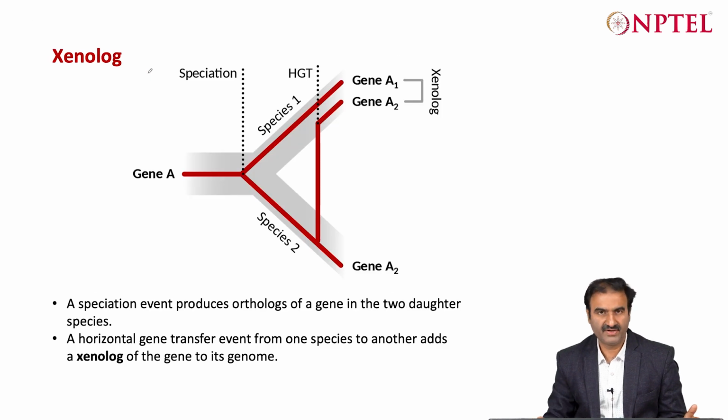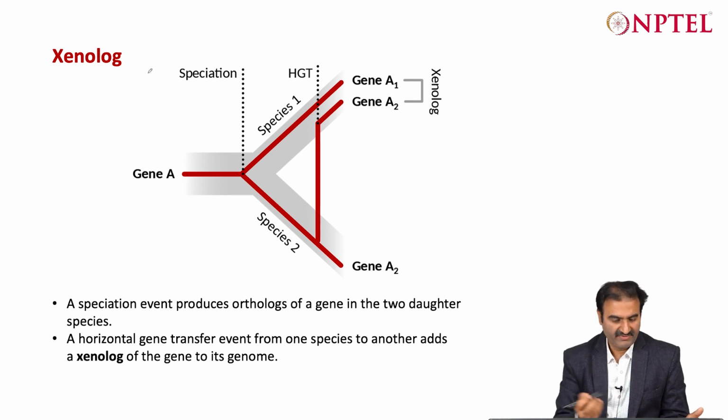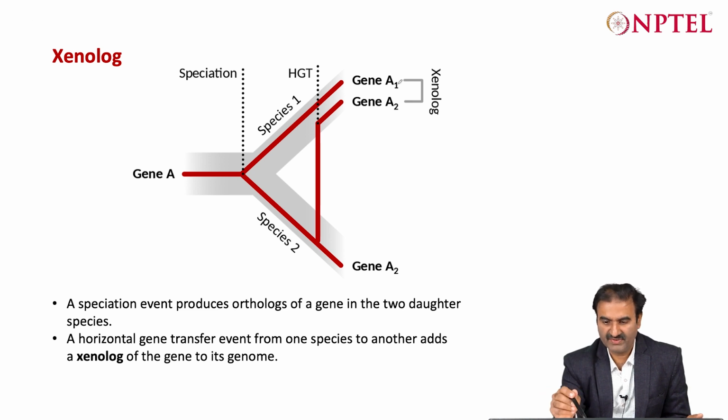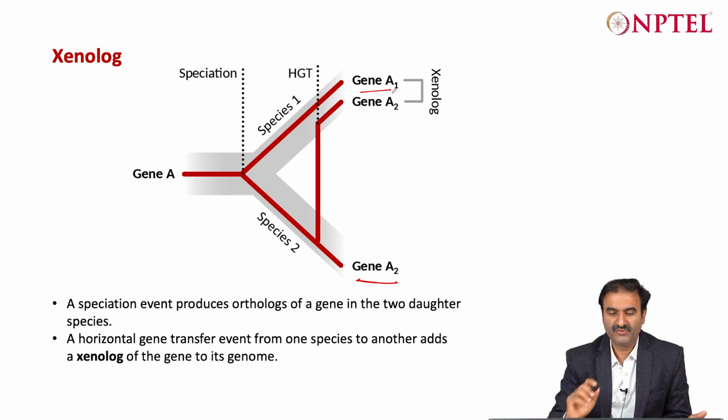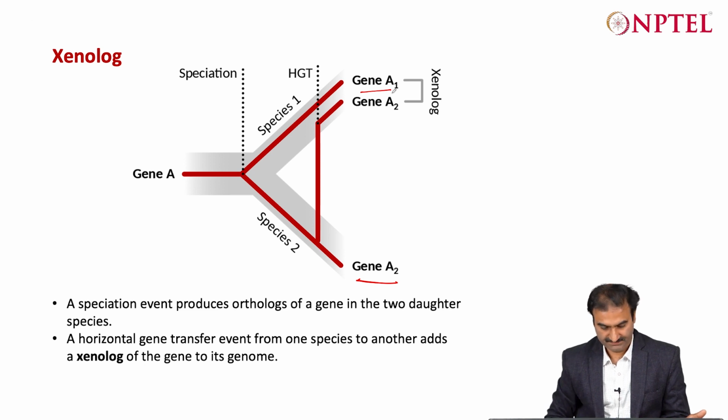Okay, similarly there is the xenolog concept, where basically there was a speciation event that produced orthologs of a gene in two daughter species. So these are the orthologs, gene A1 and A2. Now gene A1 was present in species 1, but gene A2, which was present in species 2, got horizontally transferred to species 1. So it is one of the homologs, but it is directly transferred from one species to another, which is called the xenolog.